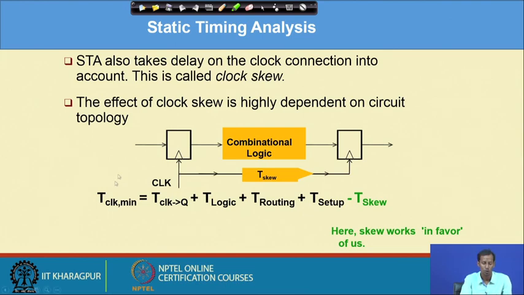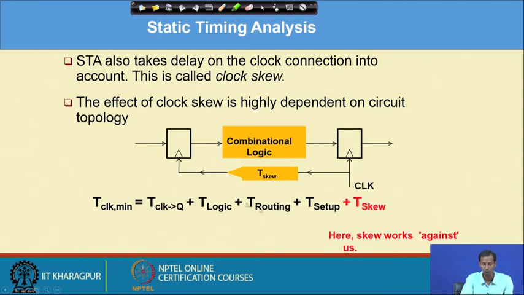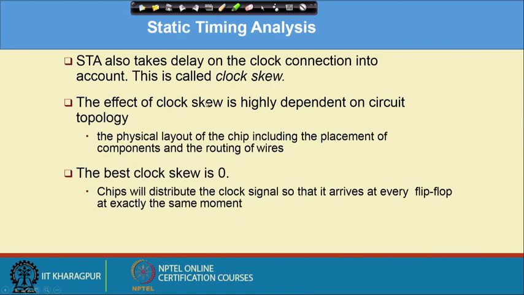Okay. So, here you see that STA takes the delay on the clock connection into account, which is called clock skew. The effect of clock skew is highly dependent on the circuit topology. That means what topology you have used for the circuit representation is an important factor here. If I supply this clock in the opposite direction of the data, at that time clock skew will be added to the corresponding equation. So, here you see skew works against us.